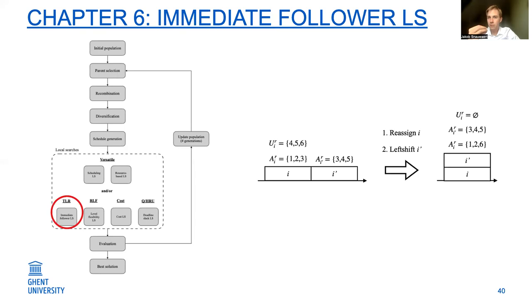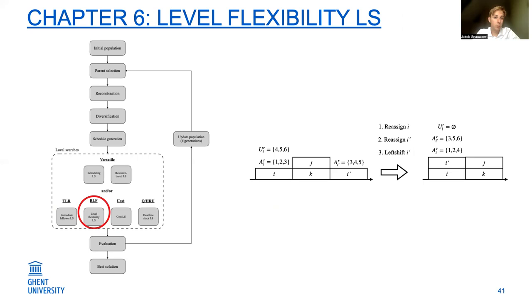So for example, in this small figure, activity E and activity E prime both are assigned resource 3. So we then remove resource 3 from activity E to be able to assign them in parallel. For the resource level flexibility extension, we propose the level flexibility LS, which tries to, again, reassign activity E in order to left shift an activity that is scheduled later in the schedule.